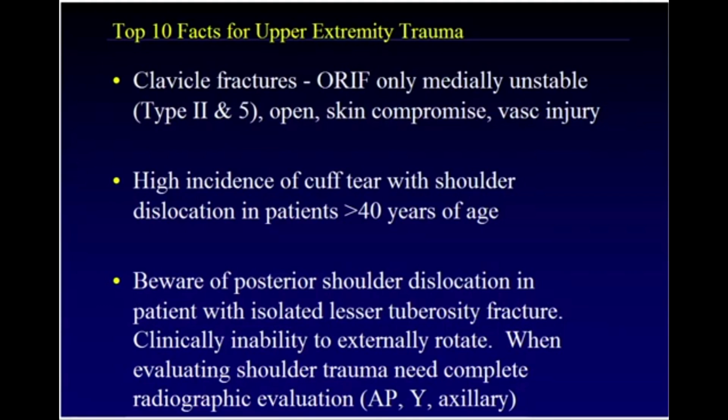Remember that there's a very high incidence of rotator cuff tear in patients greater than 40 years of age who have a shoulder dislocation. Beware of the posterior shoulder dislocation, the patient with the isolated lesser tuberosity fracture. I think I've driven that point into the ground. The patients will be clinically unable to externally rotate. When evaluating any shoulder trauma, remember that you need an AP, axillary, and a scapular Y view.